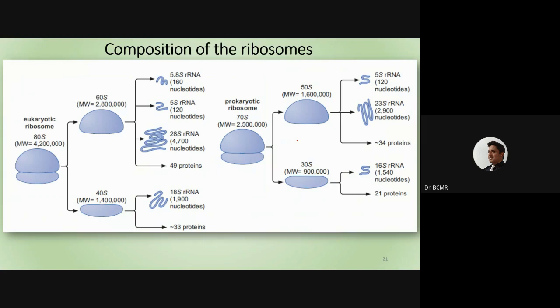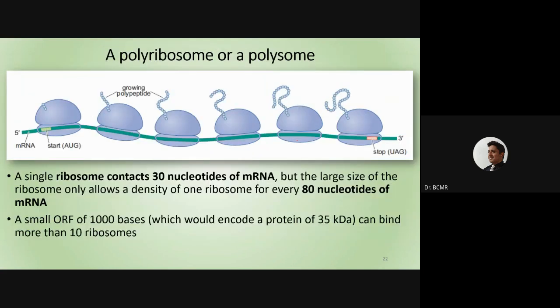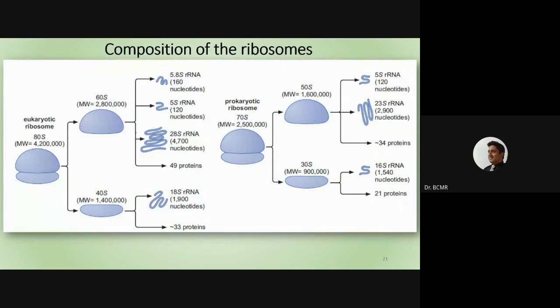Each subunit again has several components, for example, in eukaryotic ribosomes. They are 80S. The molecular weight is very high, and they have a 60S subunit and a 40S subunit. The large subunit has up to 49 proteins and several rRNA molecules: 28S rRNA, 5S rRNA, and 5.8S rRNA. The small subunit has about 33 proteins and 18S rRNA.